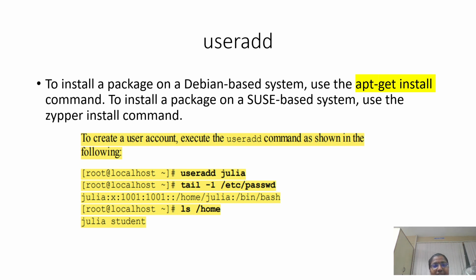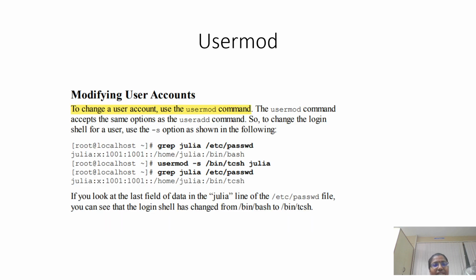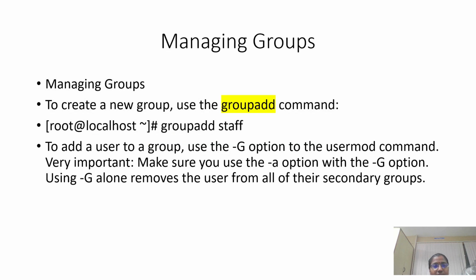To create a user account, execute the useradd command, for example useradd Julia, to create a user called Julia. After creating the user, assign the new account a password by executing the passwd command. It asks for a new password, then retype the new password. To modify the user account, you can use the command usermod. To create a new group, use the command groupadd.